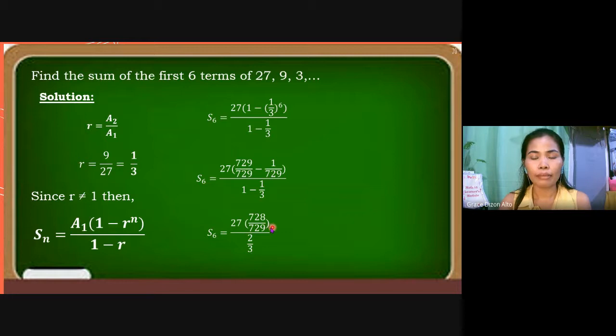Okay, after answering that, we will have to multiply it by 27, and the answer for 1 minus 1/3 is 2/3. So we will have to answer this numerator first before we proceed to the division. So 728 times 27 all over 729 is 19,656 over 729. We'll divide it by the answer here, which is 2/3. Since this is a division of a fraction over a fraction, or what we call complex fractions, you have to multiply by the reciprocal of the denominator. So the reciprocal of 2/3 is 3/2. We have to multiply instead of divide.